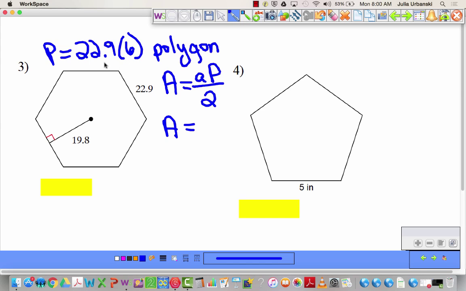22.9 times 6? 107? 137? 6 sides. There's 22.9 for all 6 of the sides. All right, so the apothem is 19.8.